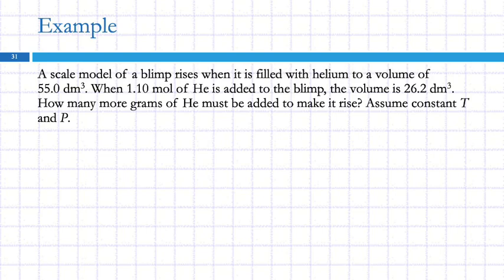Here's another example. This is one that's a little bit trickier. This would be a critical thinking problem. A scale model of a blimp rises when it's filled with helium to a volume of 55 cubic decimeters. When 1.1 moles of helium is added to the blimp, the volume is 26.2 cubic decimeters. How many more grams of helium must be added to make it rise? Assume constant T and P.